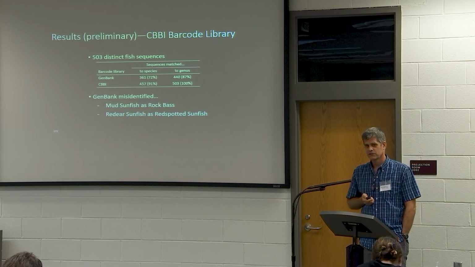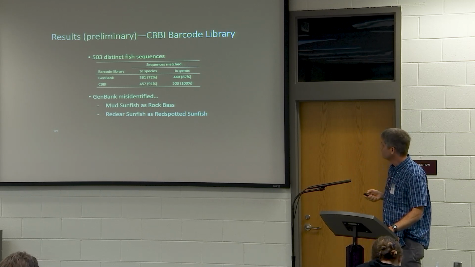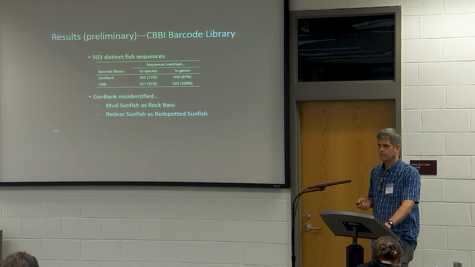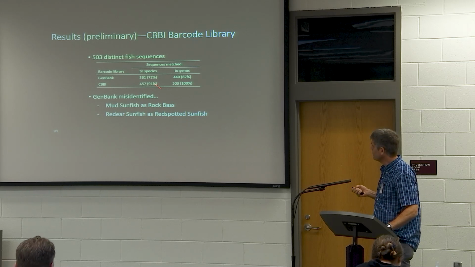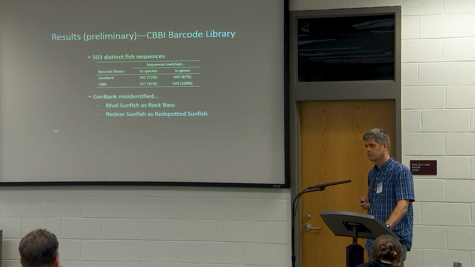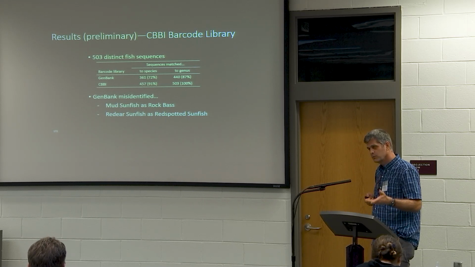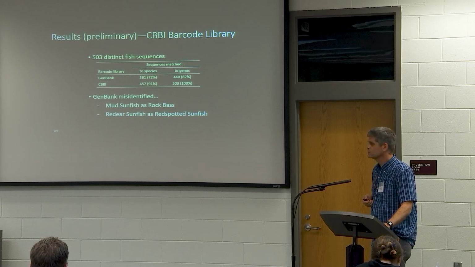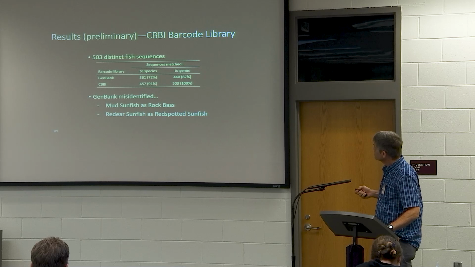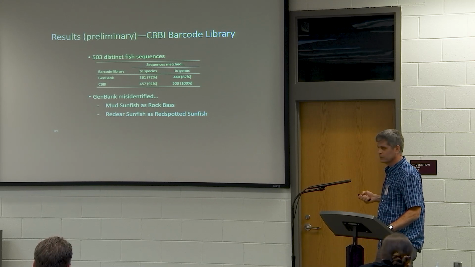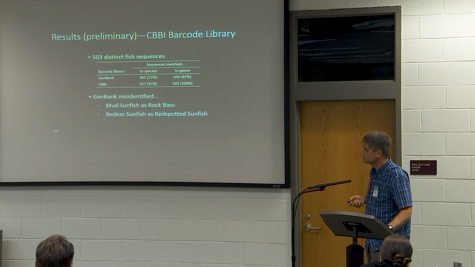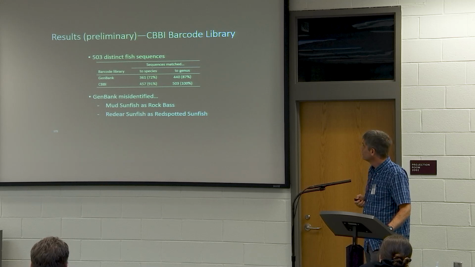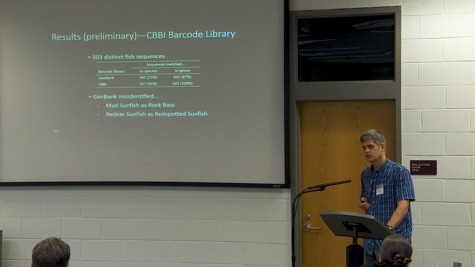So this is just looking at the advantages of using that regional library as opposed to the publicly available barcode library on GenBank. That deliverable report included 503 distinct sequences from fish, and a few from humans, and a few from cows, and a few from bats, but mostly fish. So of those 503 sequences, when we're using just the publicly available GenBank library, we're able to identify 360 of them to species, so only about 70%, and 440 or 87% to genus.